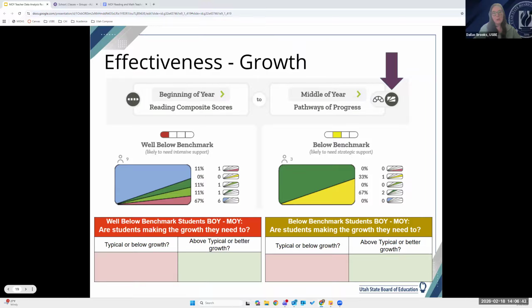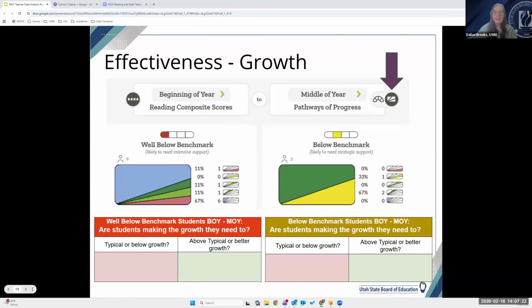Keep in mind that when you are looking at your students who have a red or yellow composite score, those students have to make either above typical or well above typical growth in order to close their achievement gap. So for these students with a red and yellow composite score, typical growth is not enough for them. It's not going to get them to where they need to be. When you're looking at students who have a green or blue composite score, typical growth for them is okay. Just for those reds and yellows, we really have to be progressing their growth farther in order to close that gap to get them to where they need to be.